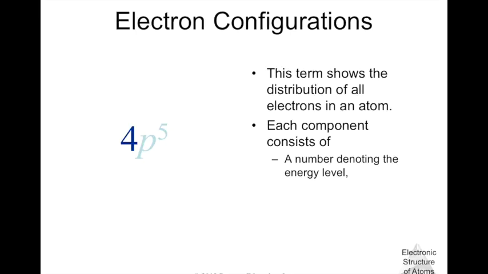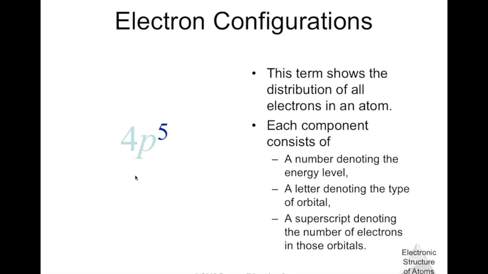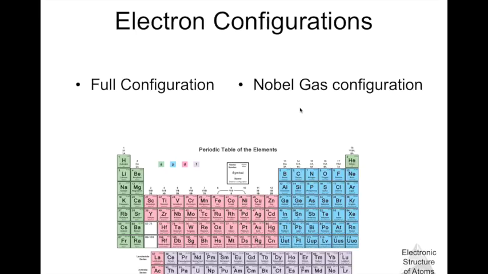So you can basically designate where all of the electrons are in an atom. This term shows the distribution of all the electrons. Each has a number, which is the energy level. So this is the 4th energy level. The letter shows the orbital, and then the superscript shows the number of electrons that are in those orbitals. When we're looking at electron configurations, there are two options, the full configuration or the noble gas configuration.